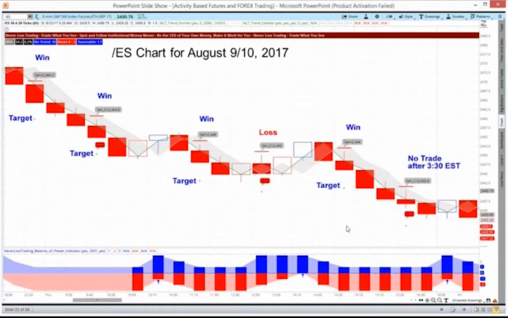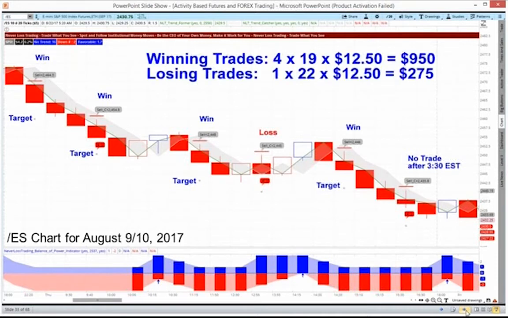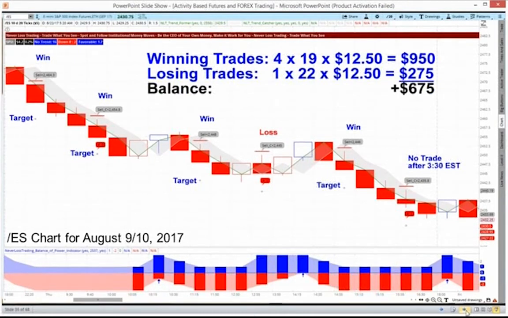So we concluded that day, what was the balance? We had 4 winning trades with 19 ticks times $12.50, which is the value of a tick of that future. It's $950 of income. And then we had one loser, 22 ticks, $275, and bang, we made $675 of a balance. And what did we need in our pocket for that? Depending on your broker, many give you that trading opportunity for a $500 margin. And so that's pretty good.